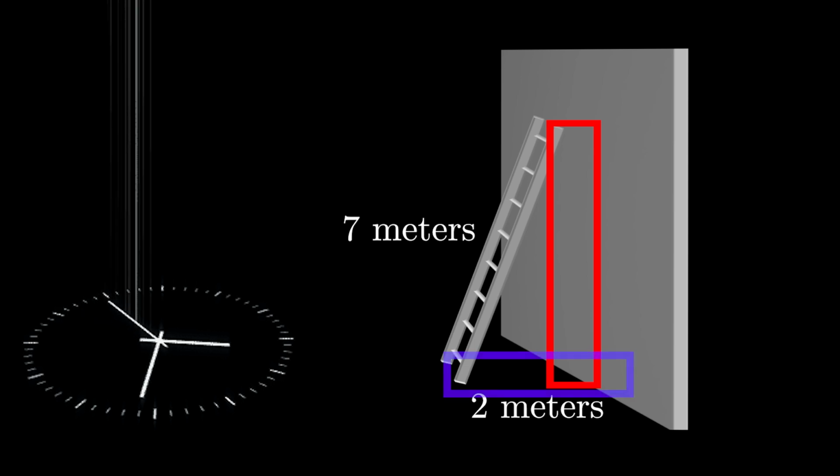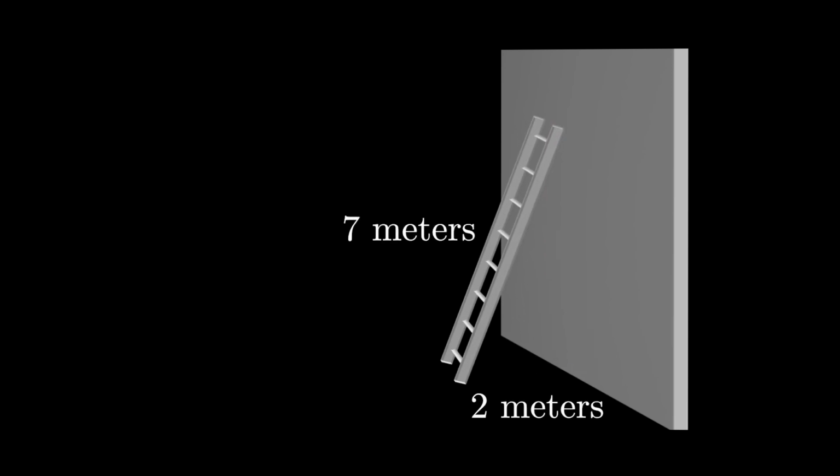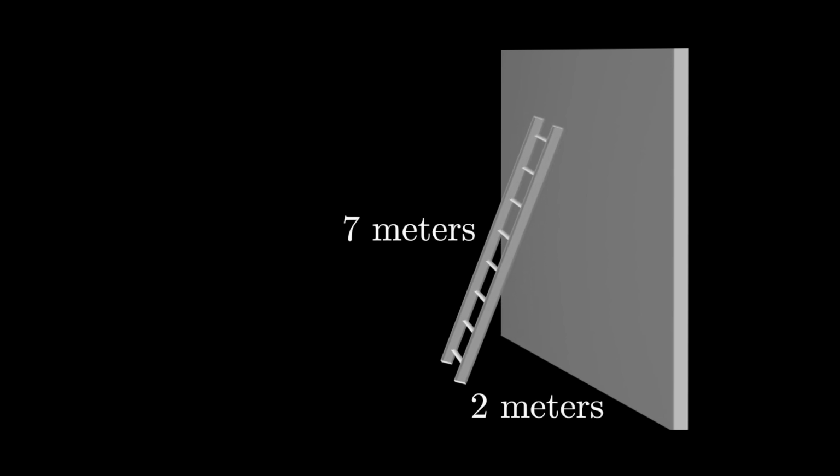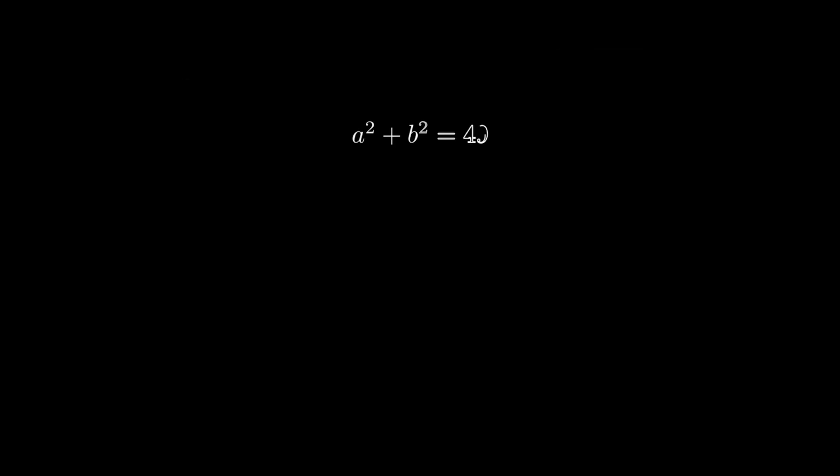To keep this easy, let a be the distance from the bottom of the ladder to the wall. Let b be the distance from the ground to the top of the ladder, or basically the height. And let c be the length of the ladder, which happens to be 7 meters. What's really interesting is that if we assume this system is a right triangle, we can work out a lot of math from here. By the Pythagorean theorem, a squared plus b squared is equal to c squared, or in this case, a squared plus b squared is equal to 49.